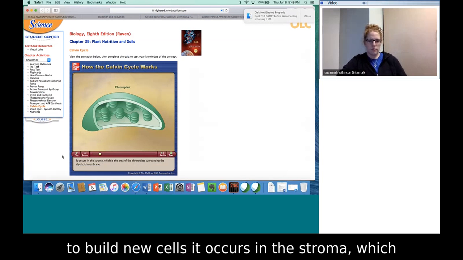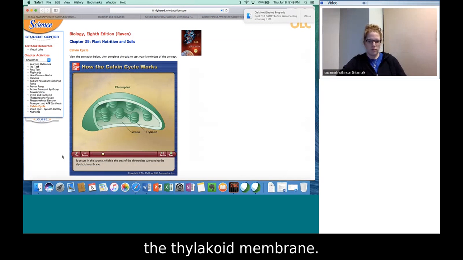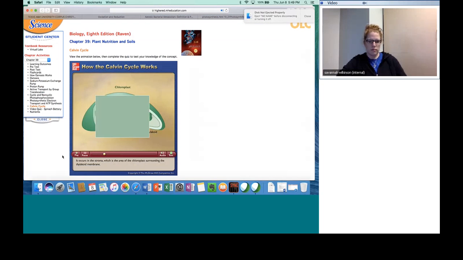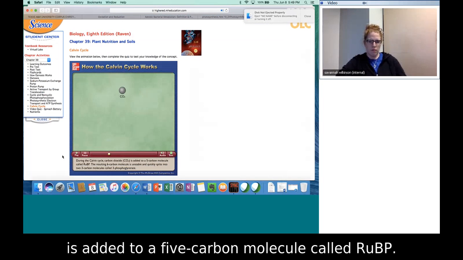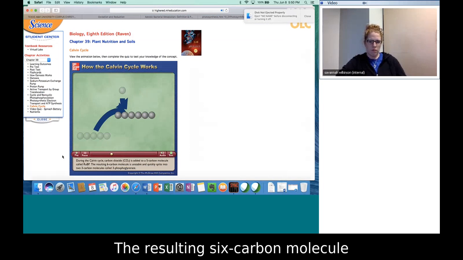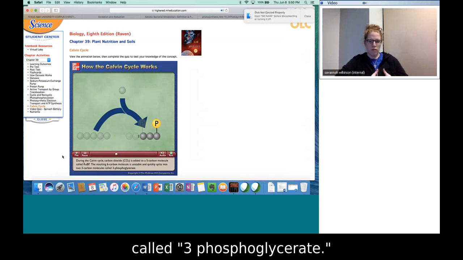It occurs in the stroma, which is the area of the chloroplast surrounding the thylakoid membrane. During the Calvin cycle, carbon dioxide, CO2, is added to a 5-carbon molecule called RuBP. The resulting 6-carbon molecule is unstable and quickly splits into two 3-carbon molecules called 3-phosphoglycerate.